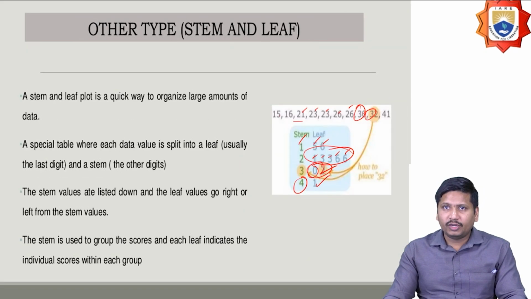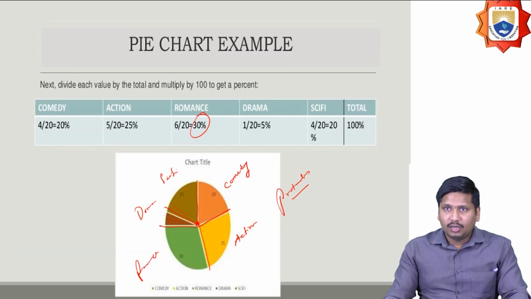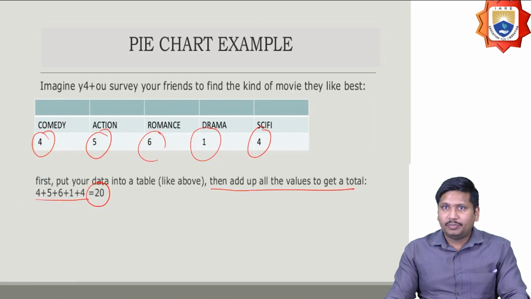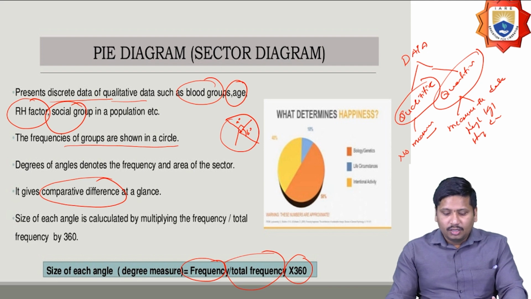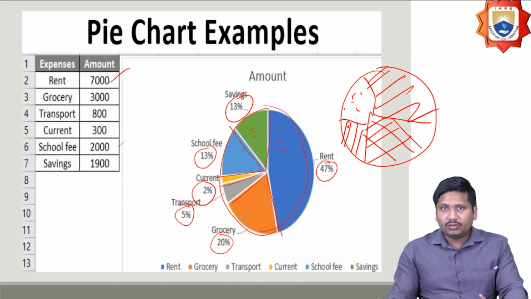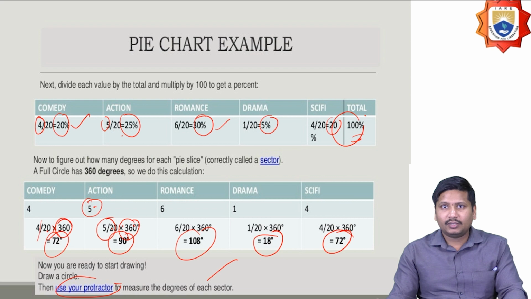So these are some of the diagrams we have for representing data. In the very first one, what I'm going to represent is the pie diagram. This pie diagram represents discrete data of qualitative data, and the angles are measured by frequency over total frequency. This is the example I discussed in this video, and taking an example, we want to find out how to calculate the degrees of the angles.